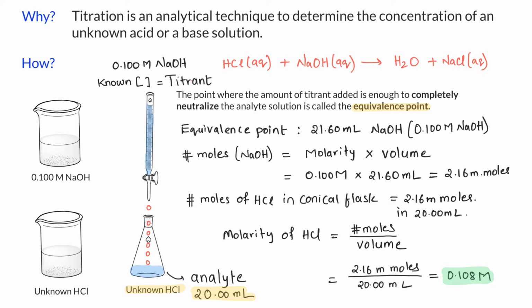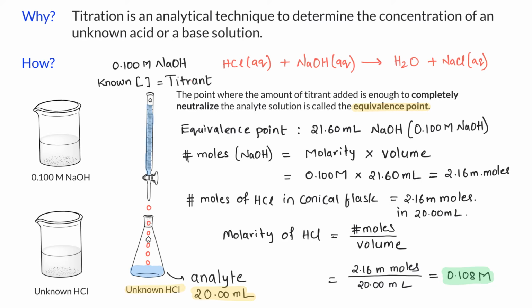The next big question is, how do we determine if the equivalence point is reached? There are two ways to do it. One, we add a special dye called an indicator to the titration mixture. This indicator changes its color at or very near to the equivalence point of the titration.